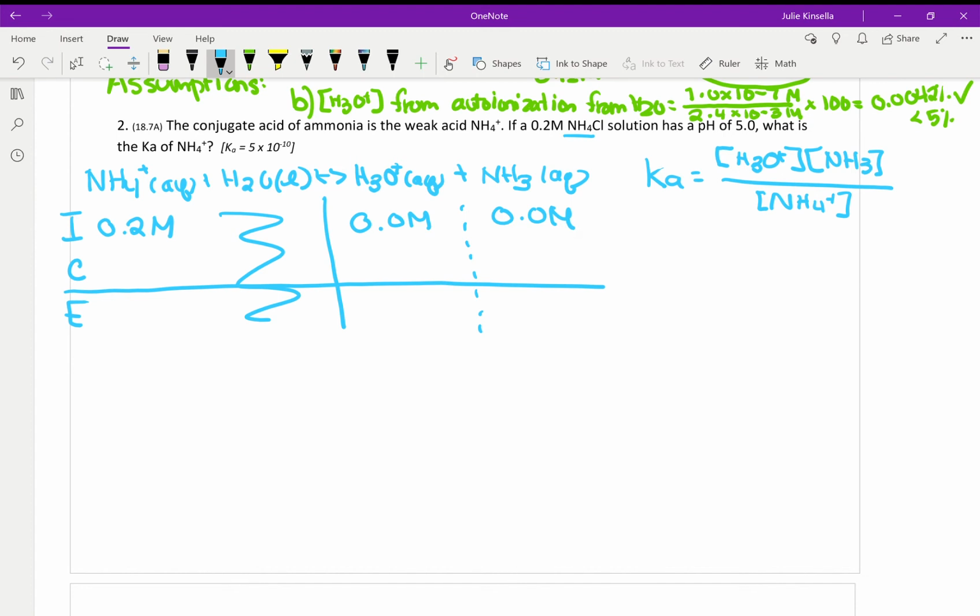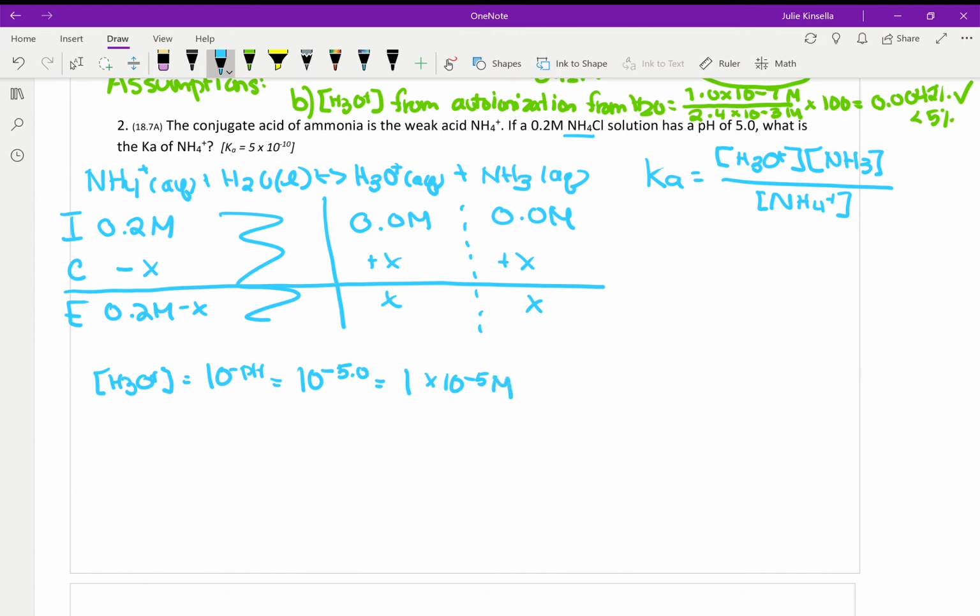Okay, we know from this it's going to proceed to the right. So based on our balanced equation, we're going to have minus 1x for the ammonium and then plus x for our two products. I'm just going to go ahead and simplify that. Okay, and then very similar to what we did before, we're going to use our pH to figure out what our hydronium concentration and thus x is. So hydronium is going to be 10 raised to the negative pH, so 10 raised to the negative 5.0. All right, and then keeping with our 1 sig fig, we're going to have 1 times 10 to the negative 5.